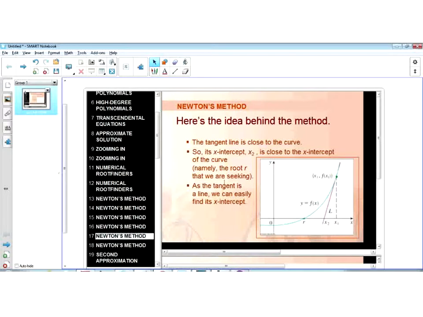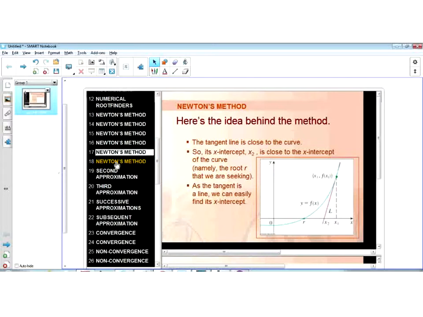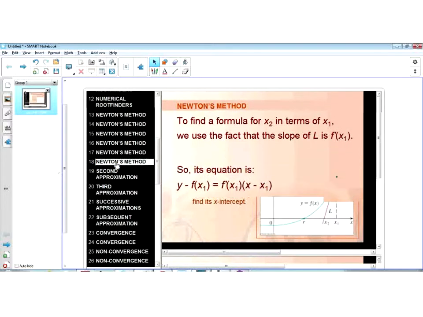The tangent line is close to the curve, so its x-intercept x2 is close to the x-intercept of the curve, namely the root. The x2 is close to the x-intercept of the blue curve, r, and as the tangent line is a line, we can easily find its x-intercept, of course. That's why we compute the tangent lines, because we can find the x-intercepts of any line easily. All right. So what next?